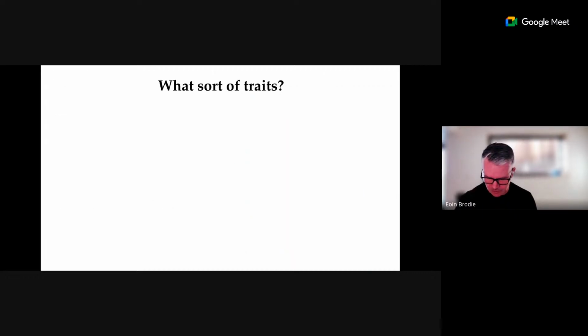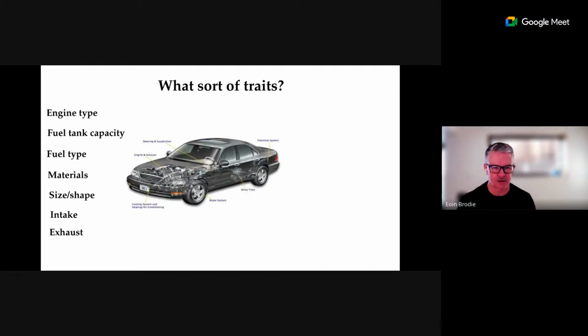So what sort of traits are we talking about? I'll use an analogy here at first. Let's think about a motor vehicle. If we want to predict certain things about the performance of a motor vehicle, we may not need to know everything about the functioning of the engine or all parts of the car. We might just need to know the engine type, the fuel tank capacity, the type of fuel it uses, what material it's made of, its size and shape, its intake systems, and maybe its exhaust systems. All of that information we could probably get from the owner's manual.